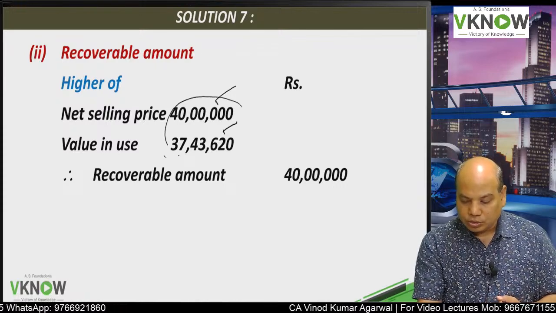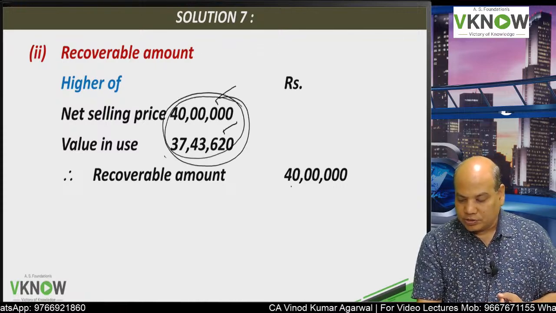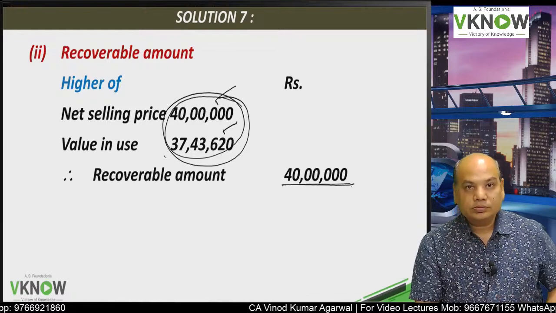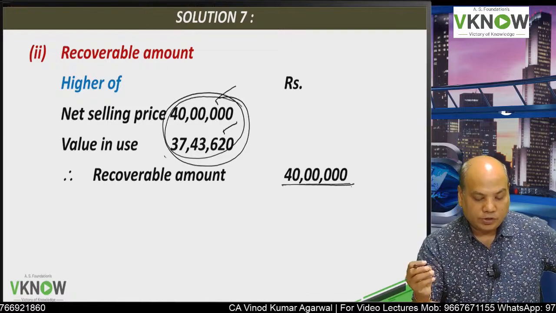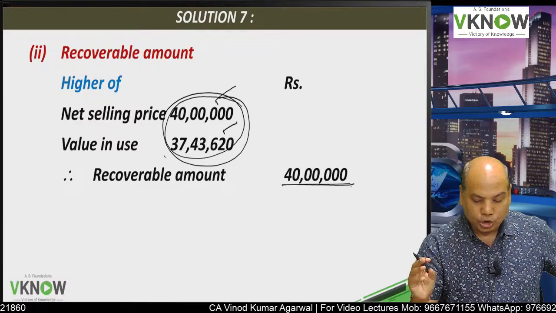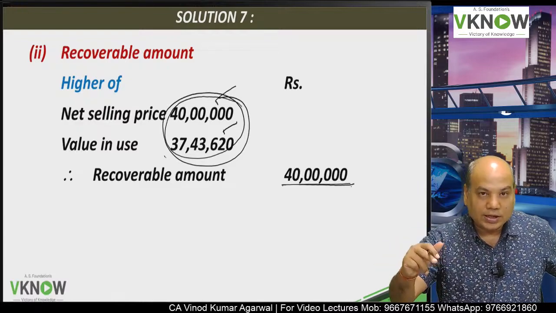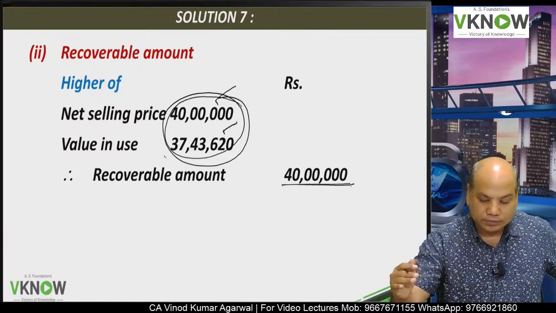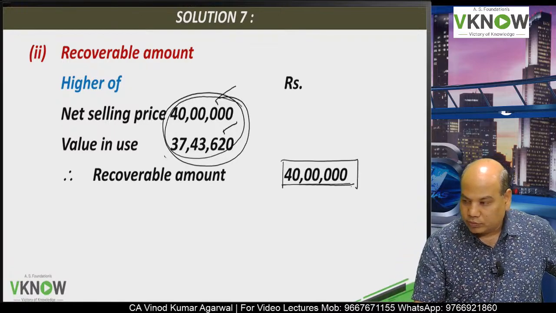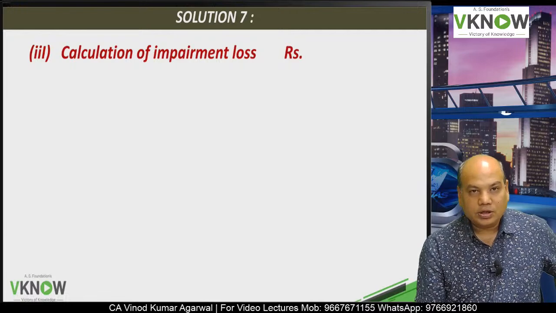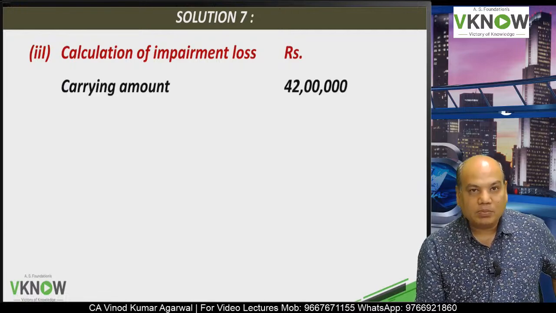Choose the higher of the two. A businessman would choose that option which is more beneficial to him. If continuing with the asset is more beneficial, continue. If selling the asset is more beneficial, sell. So we have to write 40 lakh. And then next is calculation of impairment loss.